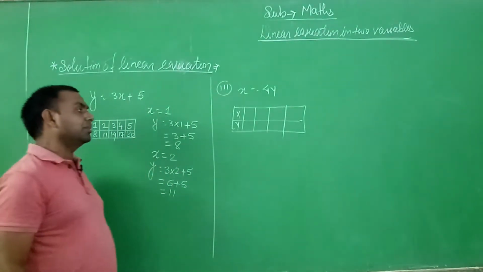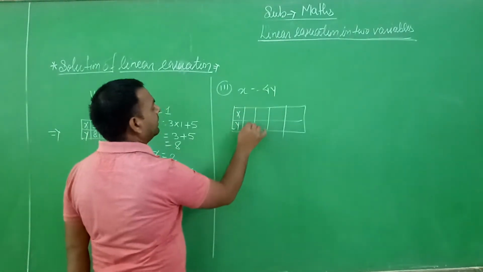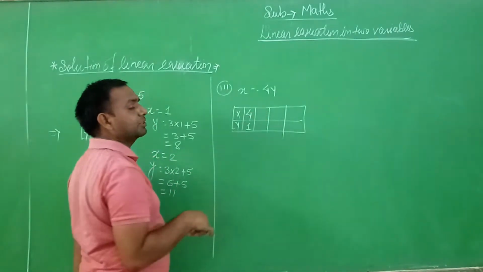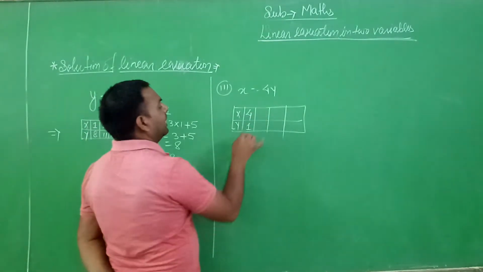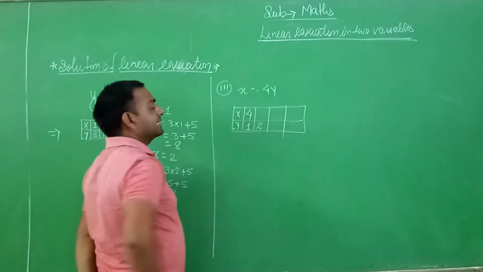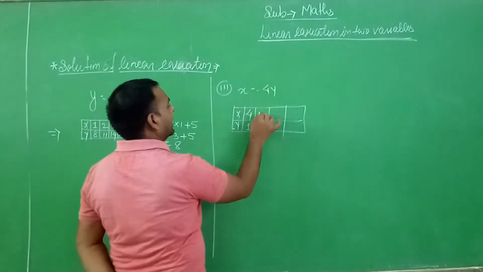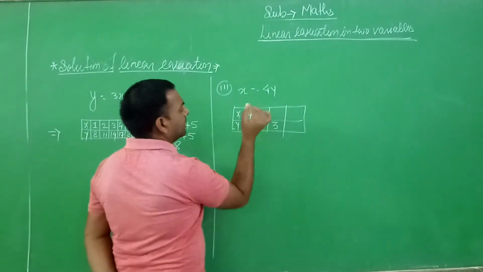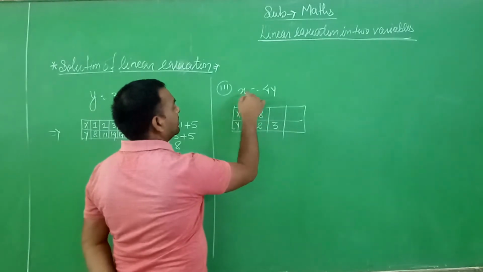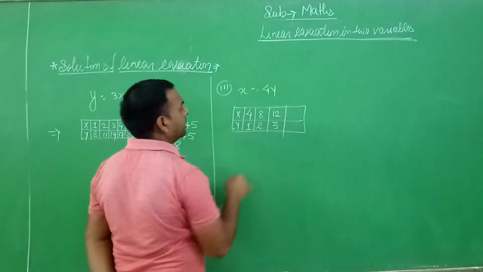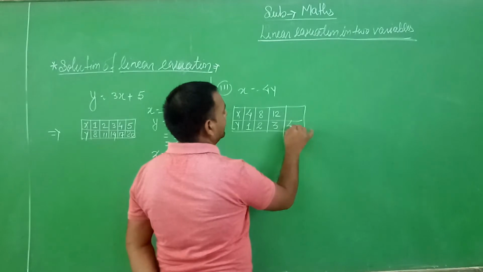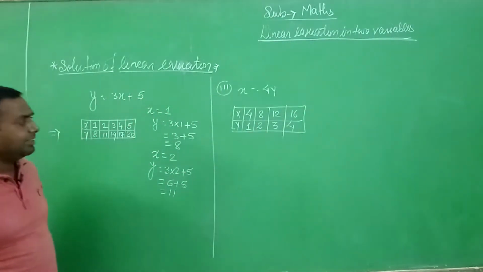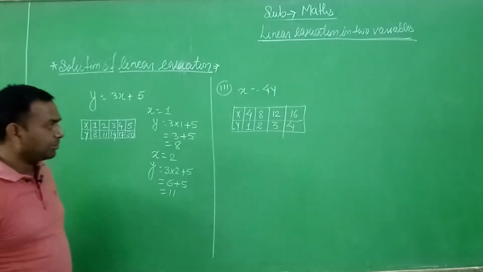Suppose I put the value of y is equal to 1. So 4 ones are 4, the value of x is equal to 4. This is the first solution. I put the value of y as 2. So 4 2s are 8, this is the value of x. Next I put 3. So 4 3s are 12, so the value of x is equal to 12. I put 4, then 4 4s are 16. So you can see here are 4 solutions of the given equation.